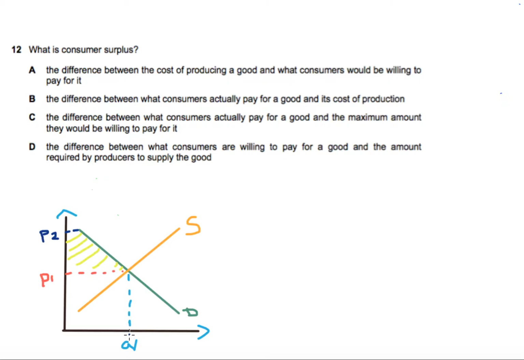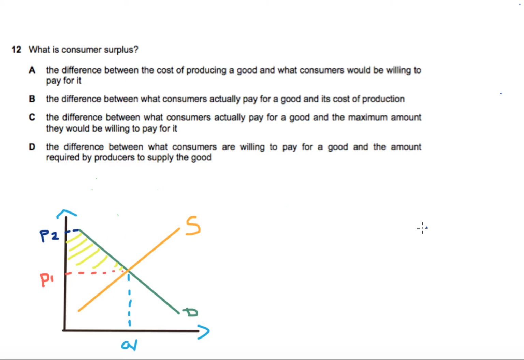So that means that the consumers are better off by the amount which is P2 minus P1, which we refer to as the consumer surplus, because this is the surplus, this shaded area here, that the consumers are better off by. And so this is actually referred to as the consumer surplus.